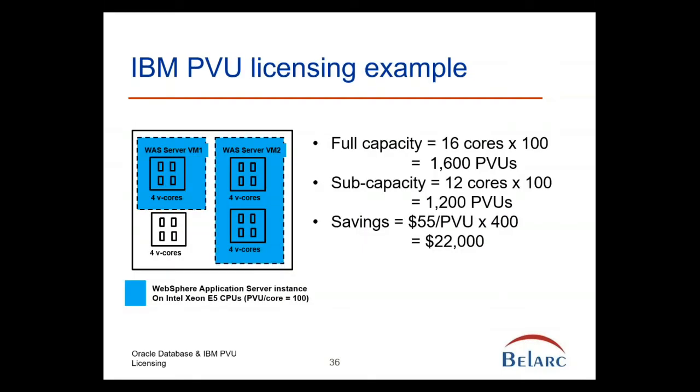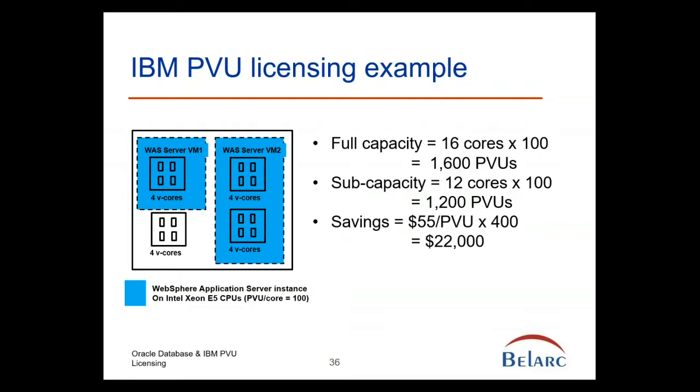Let's just take a look at a quick example. So here we have a server that has 4 processors on it, and each processor has 4 cores. So it's a 16-core physical machine. We're assuming for this example that the number of PVUs per core is 100. That's the value for the Intel Xeon E5. If you're doing it by full capacity, that is licensing the whole machine, you'll need a total of 1600 PVUs, 16 cores multiplied by 100 PVUs per core.